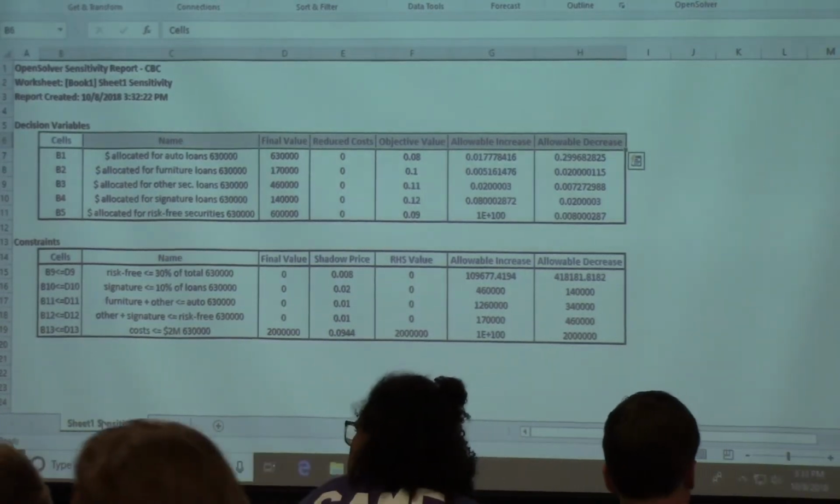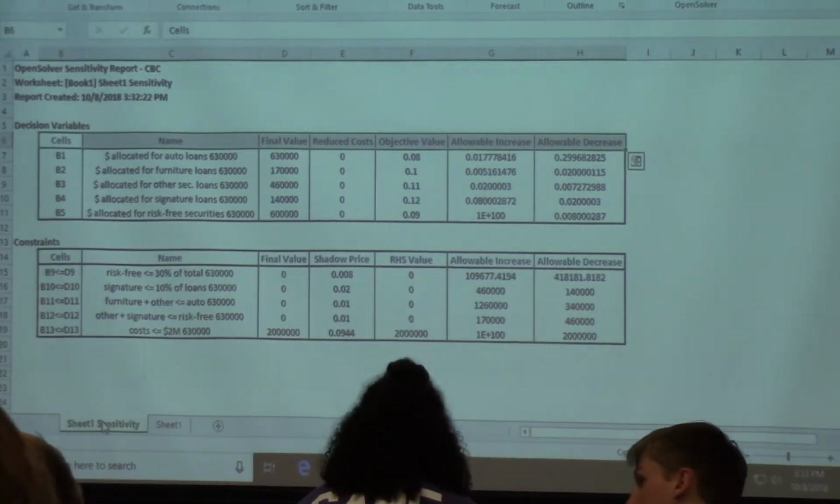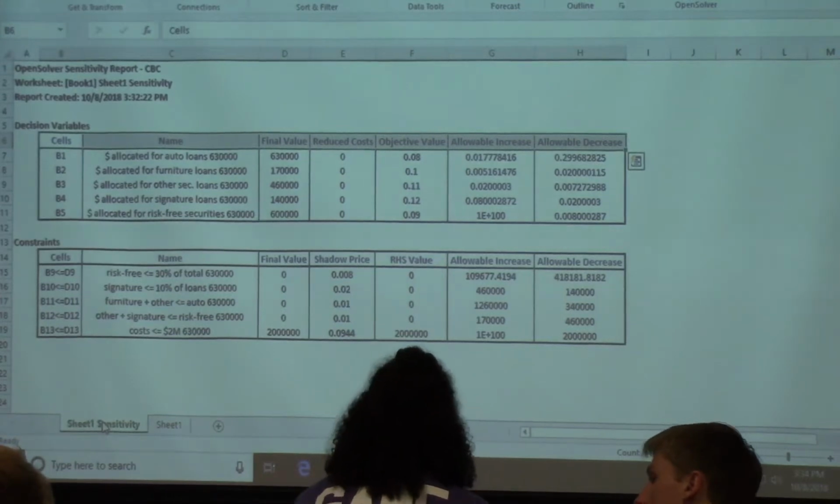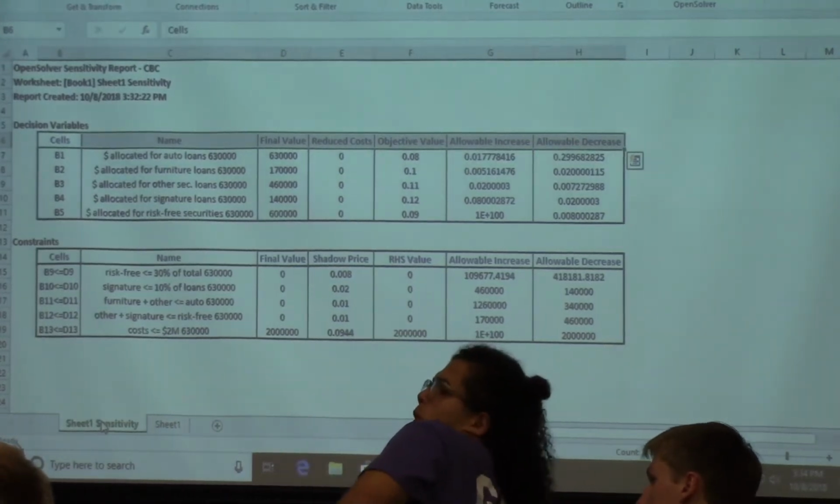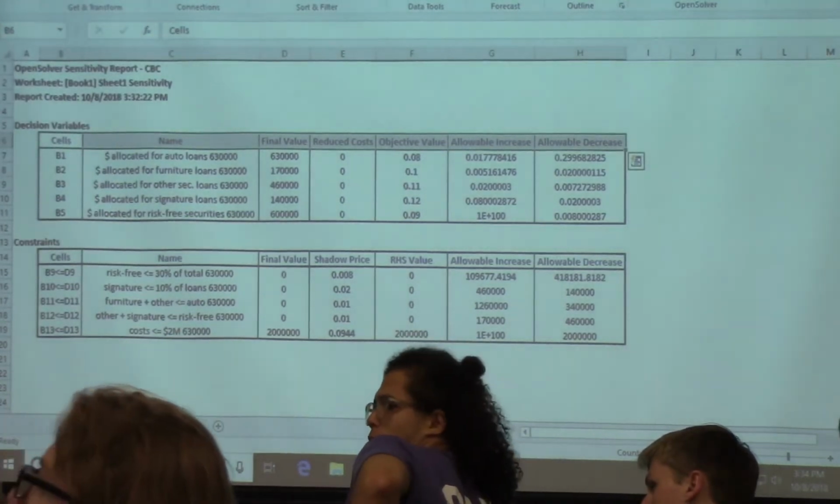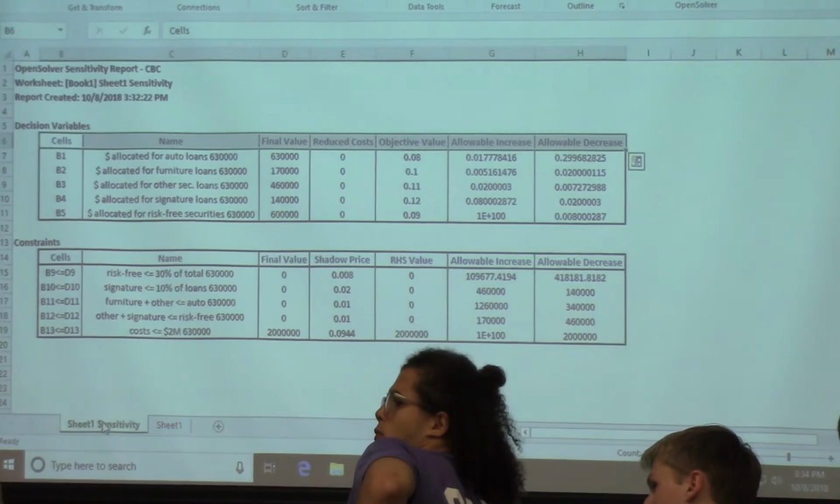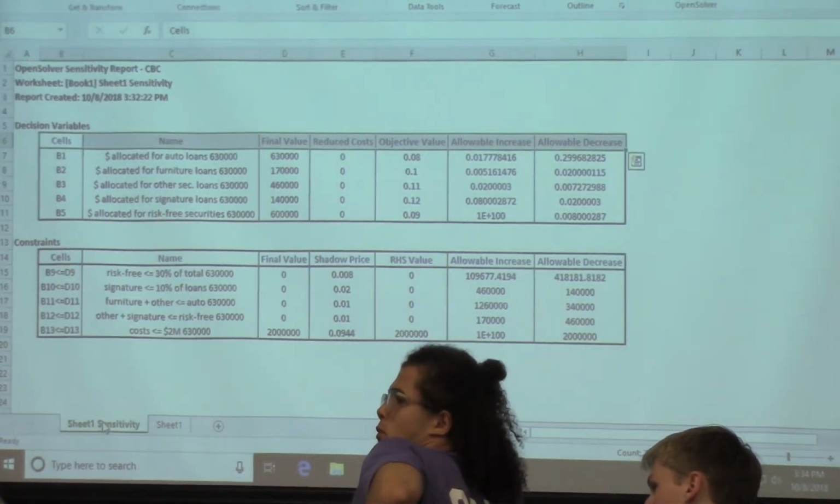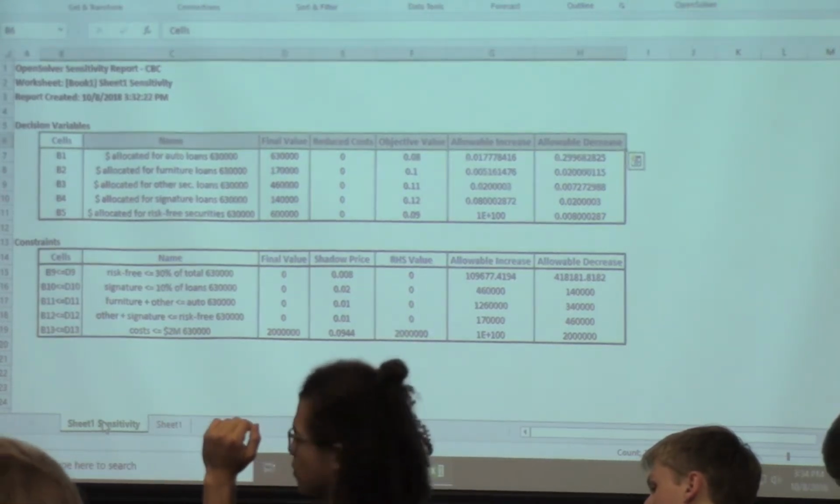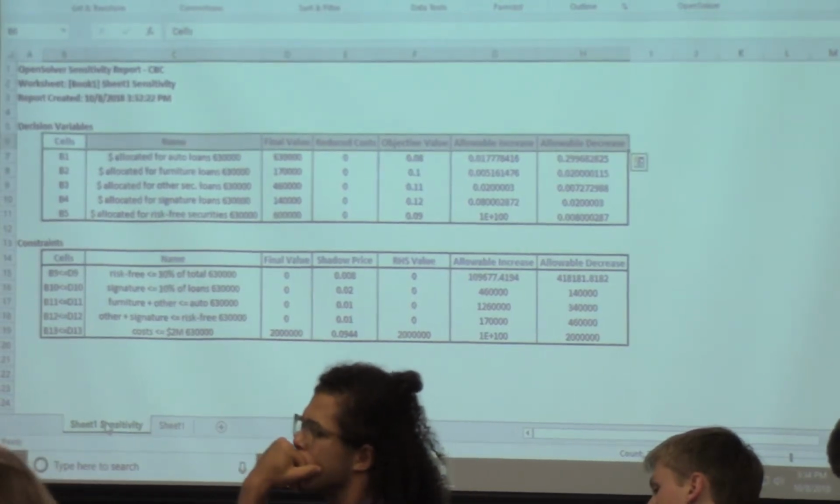Let's look at these shadow prices. What does this shadow price mean? 0.008. If we change what? If we change what by 1? The right-hand side by 1. So if we could increase the amount of risk-free loan, we could increase the overall price by 0.008. That would be our objective function.